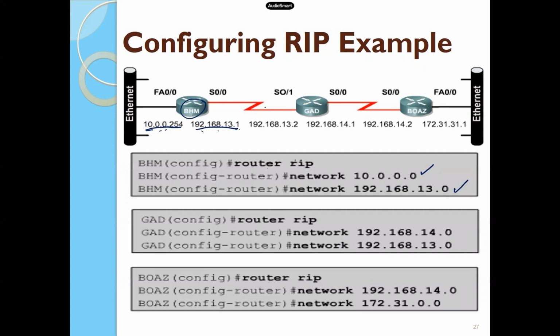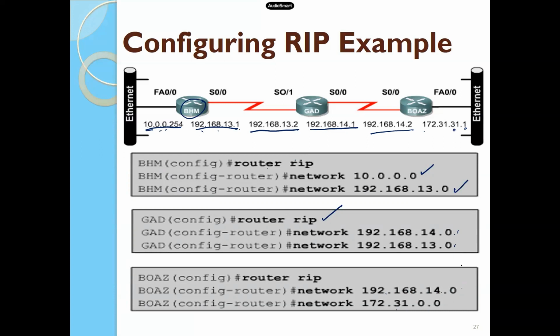Now router GAD. GAD is connected to two networks. 192.168.13.0, it's class C. Similar thing here, 192.168.14.0. Similar command, router RIP, network 192.168.14.0 and 13. Similarly for BOAZ, we have network 14, and this is the class B network, 172.31.0.0 for the network address. And there you go, 192.168.14.0, 172.31.0.0.